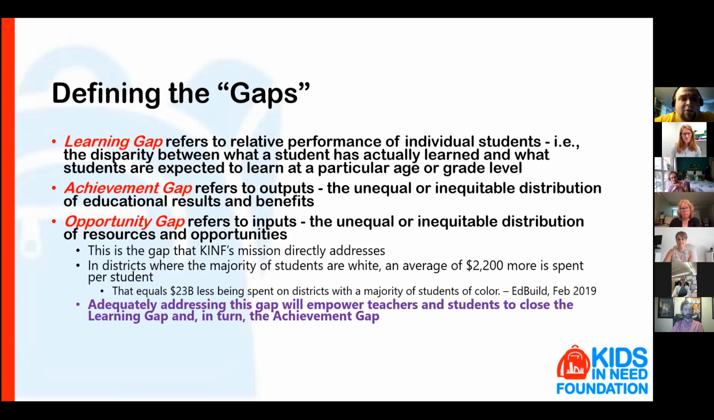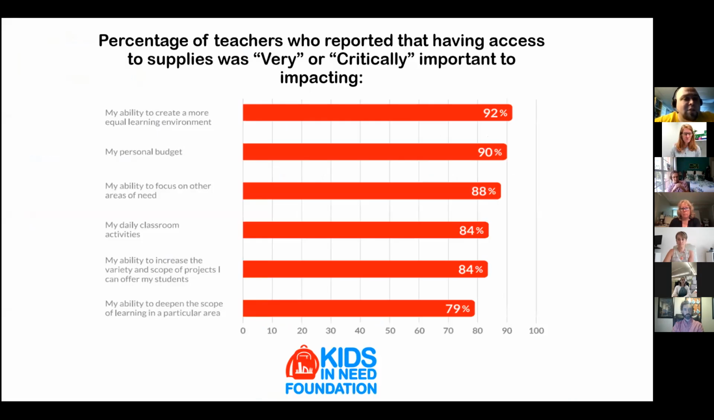Going into some of the other high level results, the biggest one here is the percentage of teachers that indicated that having access to supplies was very or critically important to impacting the following categories: their ability to create a more equal learning environment, their personal budget, their ability to focus on other areas of need. You can see the rest here.